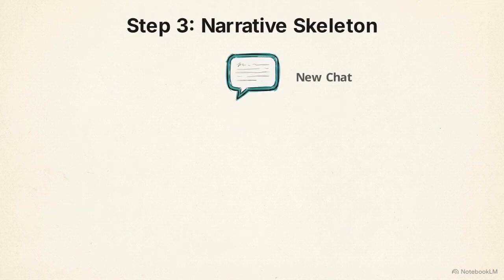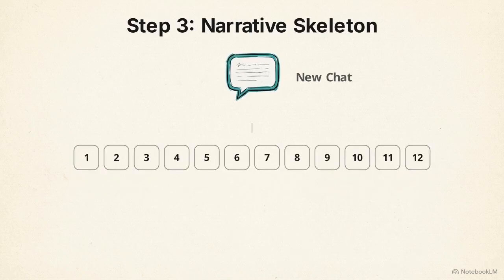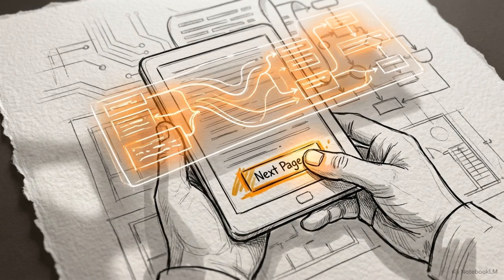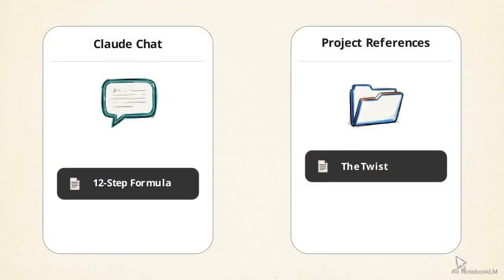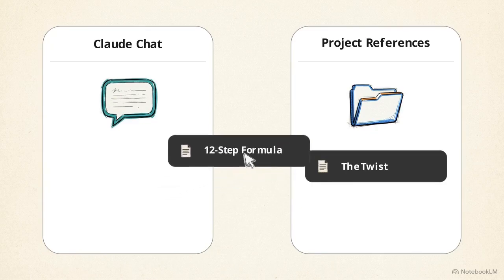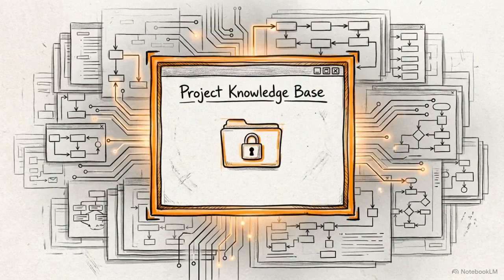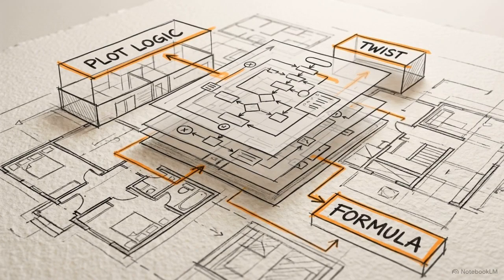This diagram illustrates step 3, the narrative skeleton. We start a completely new chat and ask Claude to map our chosen twist onto a 12-step mystery formula. This specific structure is non-negotiable for the genre. It delivers the exact pacing and predictable beats that guilty pleasure readers expect and actively seek out. Just like before, we extract this 12-step formula document and upload it into the project references alongside our initial twist. By physically isolating the plot logic and uploading it into the AI's permanent memory, we lock in a flawless architectural foundation before a single line of dialogue is drafted.